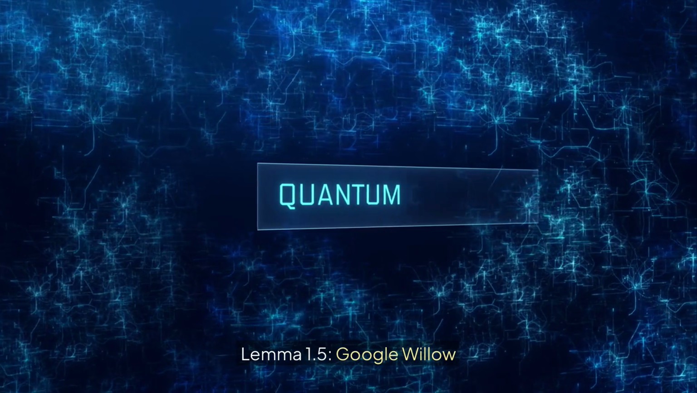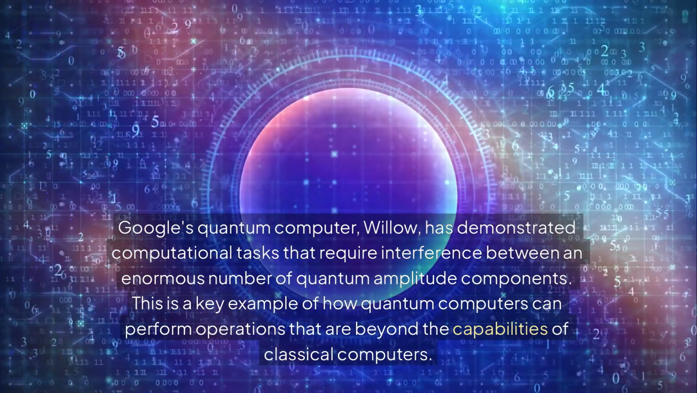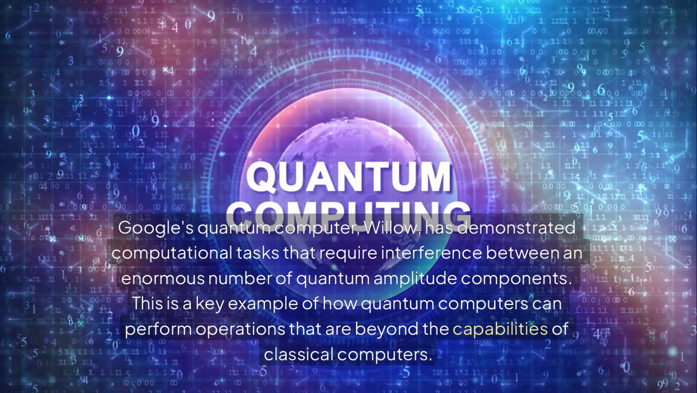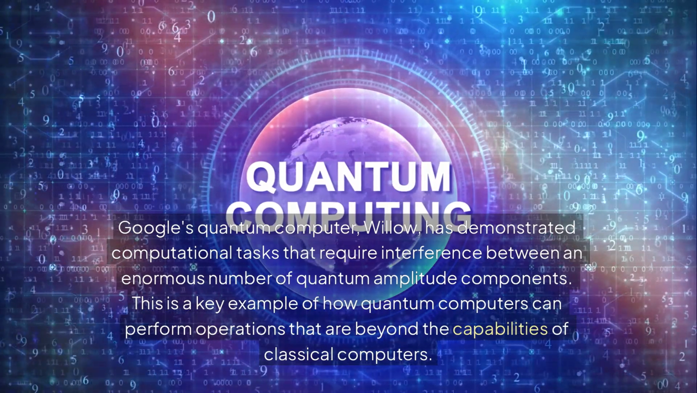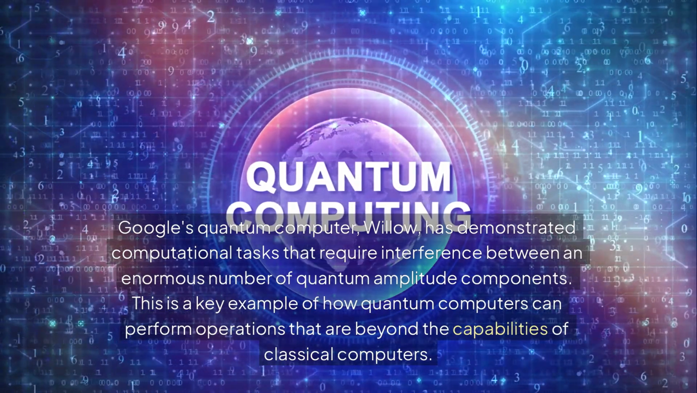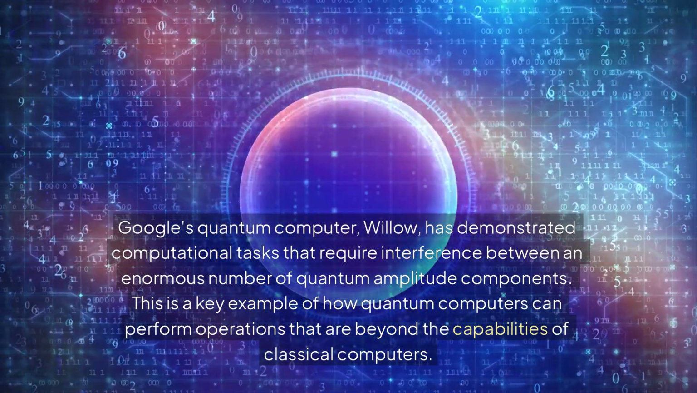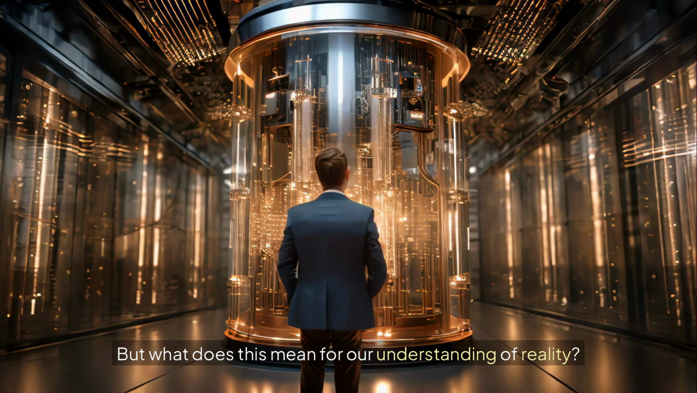Lemma 1.5. Google Willow. Google's quantum computer, Willow, has demonstrated computational tasks that require interference between an enormous number of quantum amplitude components. This is a key example of how quantum computers can perform operations that are beyond the capabilities of classical computers. But what does this mean for our understanding of reality?